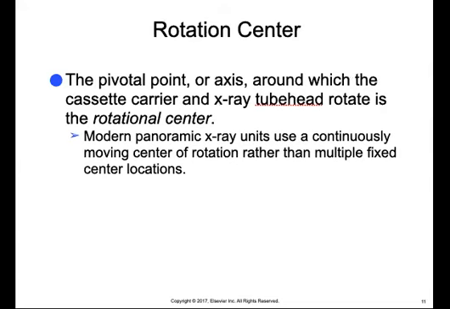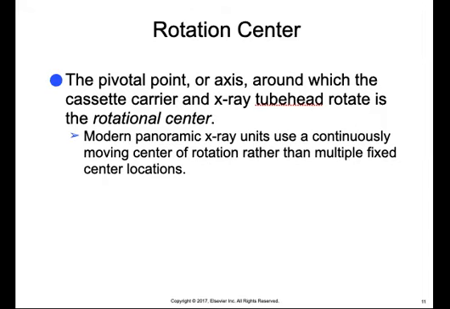In panoramic imaging, the receptor and the X-ray tube head are connected and they rotate simultaneously around a patient during exposure. The pivotal point or axis around which the receptor and the X-ray tube head rotate is the rotational center. Modern panoramic X-ray units use a continuously moving center of rotation rather than multiple fixed center locations like we talked about before. In all cases, the center of rotation changes as the receptor and the tube head rotate around the patient.